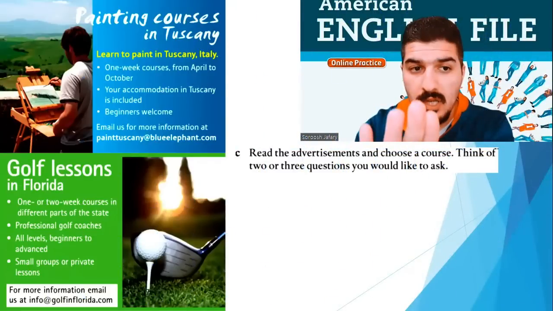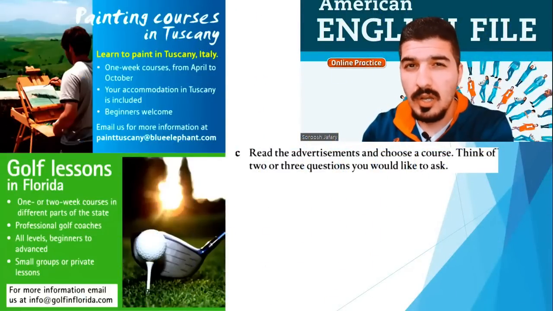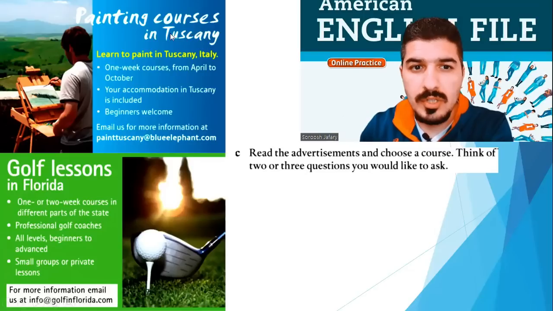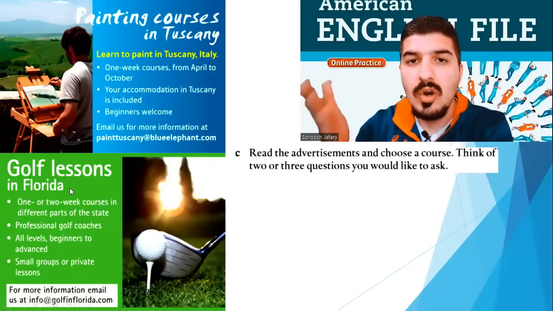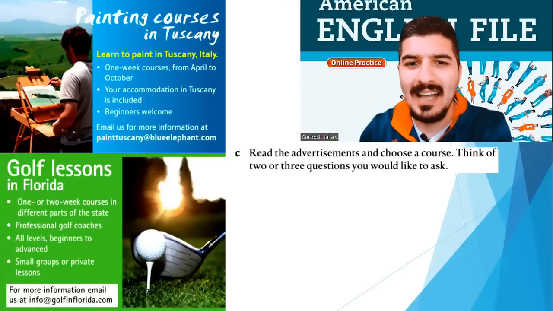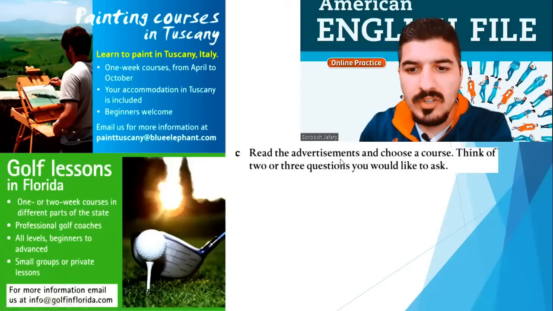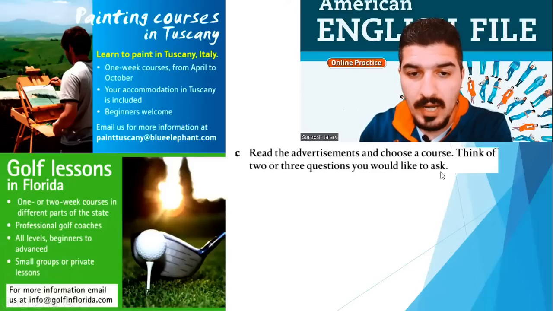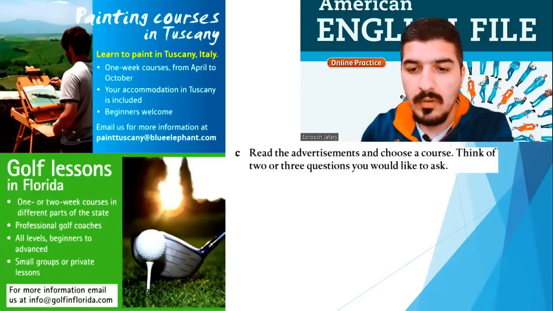Now, first, look at the two posters. What are they? Painting courses in Tuscany, golf lessons in Florida. So they are advertisements, course advertisements, ads. Read the advertisements and choose a course, okay? Think of 2 or 3 questions you would like to ask, all right? You can use the model, all right?